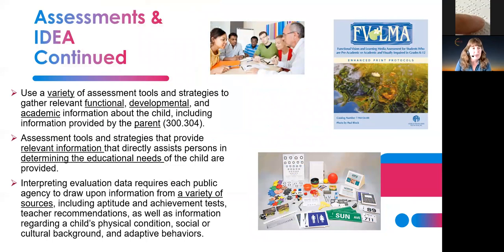It goes on to say that we must use a variety of assessment tools and strategies to gather relevant functional, developmental, and academic information about the child, including information provided by the parent. Those assessment tools and strategies that provide relevant information that directly assist persons in determining the educational needs of the child are provided. And interpreting evaluation data requires each public agency to draw upon information from a variety of sources, including aptitude and achievement tests, teacher recommendations, as well as information regarding a child's physical condition, social or cultural background, and adaptive behaviors.